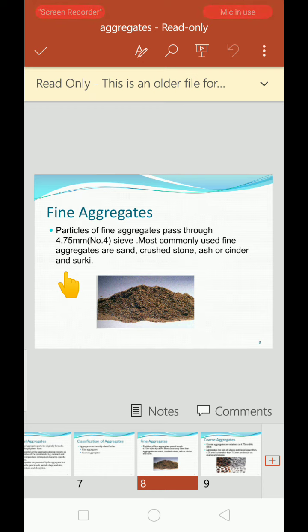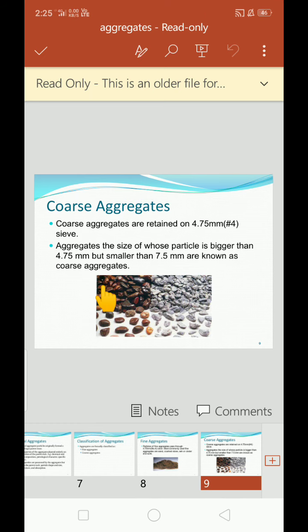Later we will see those things, but the definition says the particles or materials passing through the 4.75 mm, number 4 sieve, we call a fine aggregate. For example, in this picture I have shown sand, surki or cinder. Cinder is light in weight. Then crushed stones. Coming to the coarse aggregate, the aggregates are retained on the 4.75 mm sieve.